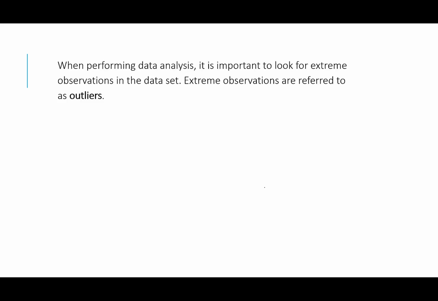So why do we do that? Part of why we find the IQR is that when we're performing data analysis, it's important to look for extreme observations in the data. This extreme could be really high or really low, and we call this an outlier.